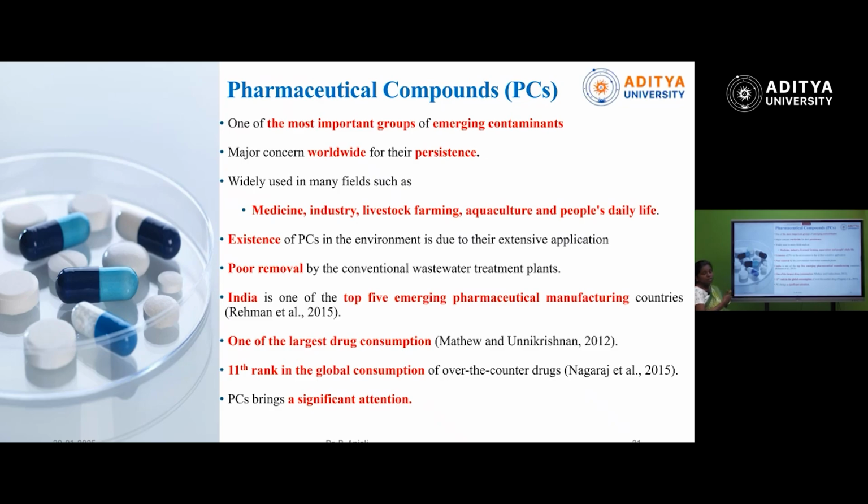And this is another reason. What is the reason for the increase of these pollutants? Extensive usage. So, for example, I can say COVID-19. We used paracetamol, right? Too much. So because of that also, the concentration of the pollutant increased. Another problem, as I said, is poor removal by the conventional wastewater treatment plant. Why? Because that is not particularly designed for the emerging contaminants. And another reason for selecting these PCs is that India is one of the top five emerging pollutant manufacturing countries. And another thing is one of the largest drug consumption.